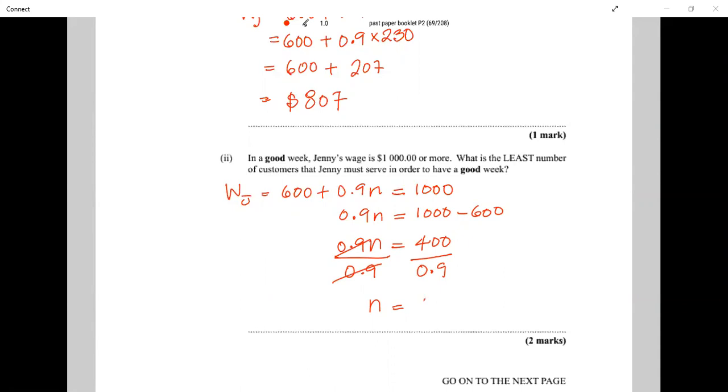444 customers. So in order for Jenny to make $1,000, 444.4. So let us say N would be equal to 445, because you can't have 0.4 of a customer. So in order for Jenny to have a good week, she'd have to serve a minimum of 445 customers. And if she serves 444.4 customers, she will earn $1,000.